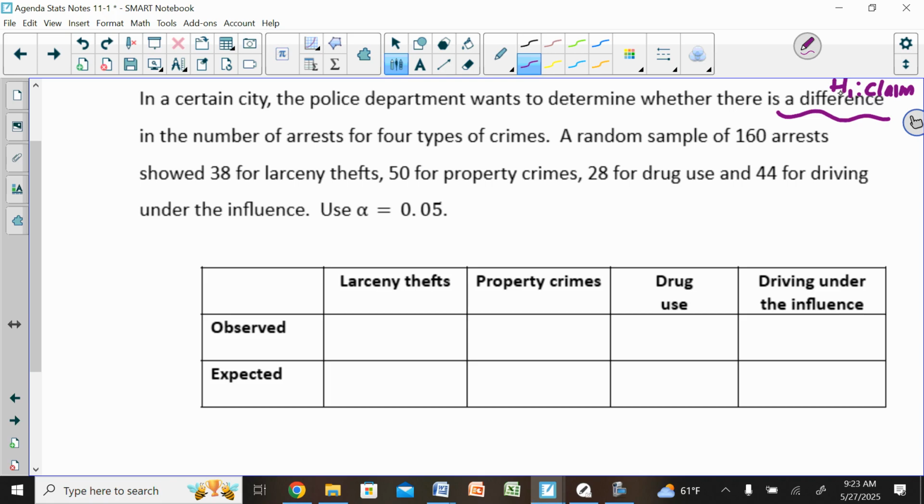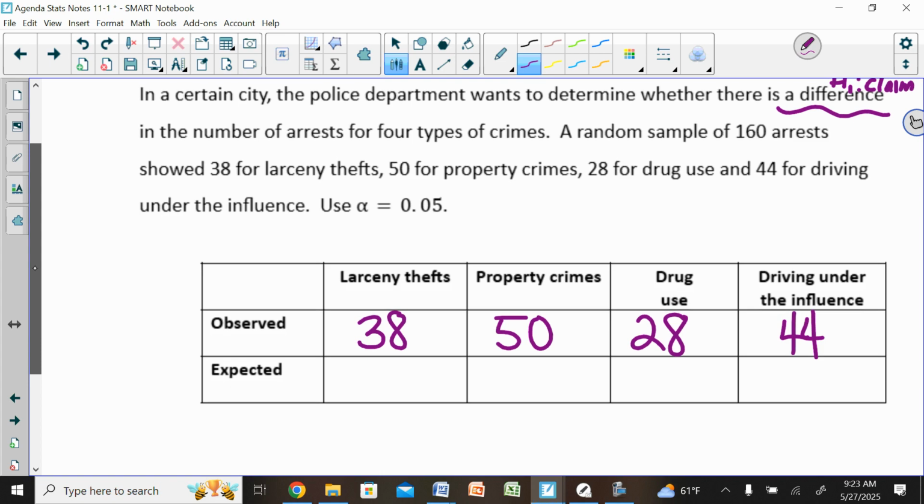A random sample of 160 arrests, so there's our n, showed 38 for larceny thefts. Let's fill this in. This is observed, right? 38 for larceny thefts, 50 for property crimes, 28 for drug use, and 44 for driving under the influence. Use alpha equals 0.05. So if there is no difference, that means that we're thinking that our expected values are all equally likely.